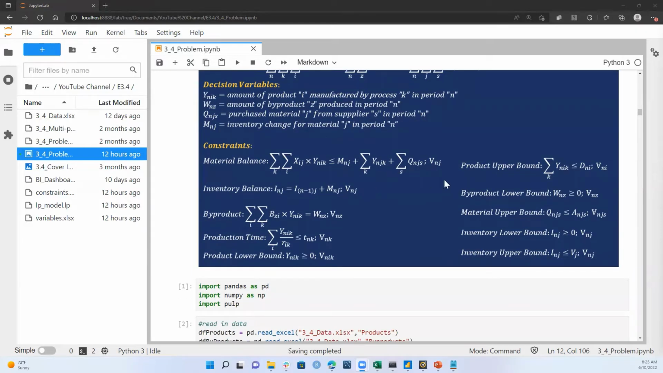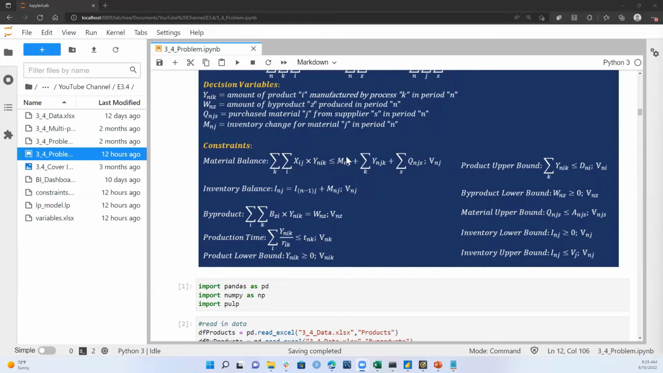For our constraints, we'll start like we have in past episodes with our material balance constraint. Here we have X sub IJ, which is again the amount of material J consumed per ton of product I, multiplied by the amount of product I made on machine K in period N, and that gets summed up across all products I and all machines K that make product I, to give us the total amount of material J consumed in a given period.